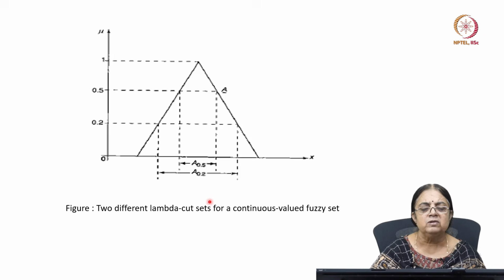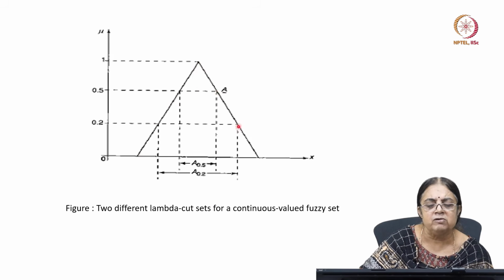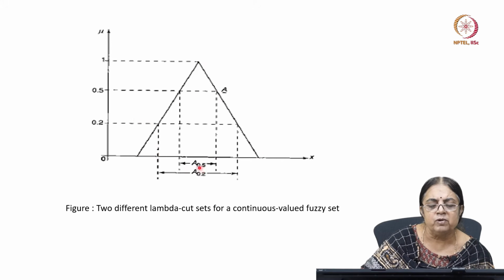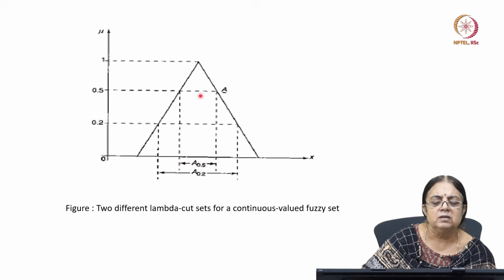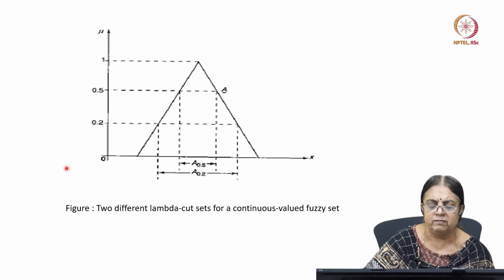So we have here a figure with a triangular membership function. If we take a lambda cut, say 0.5, you will get it like this, and all the values which are greater than that will be members of A 0.5. If we take A 0.2 you will get this value. So you find that it has more elements than if you take lambda equal to 0.5.